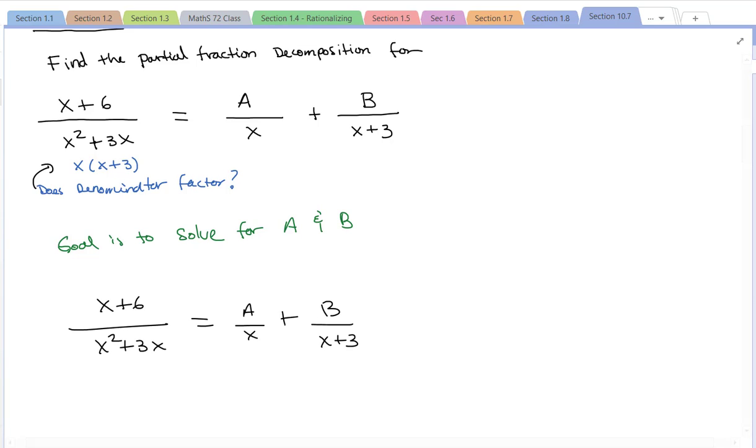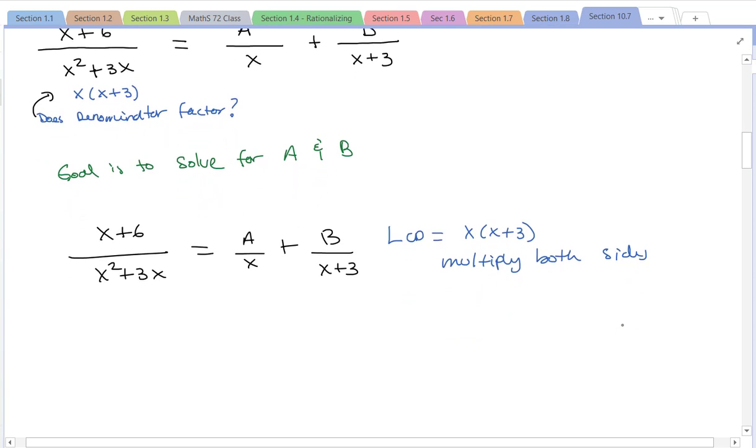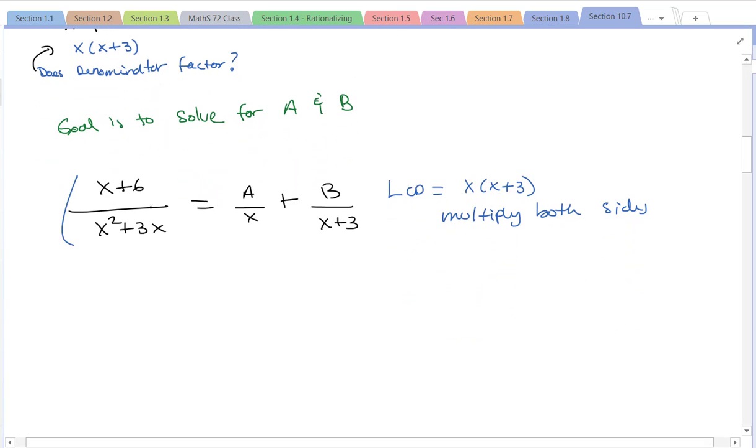So we want to get rid of the denominators. So multiply both sides by the LCD. So my LCD is x times x plus 3. Multiplying both sides means multiplying really each term by the LCD. So x times x plus 3, multiply this by x times x plus 3, and this by x times x plus 3. So it's essentially when you multiply both sides, here I'm just distributing in already.